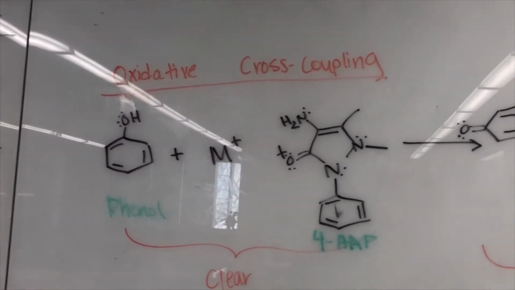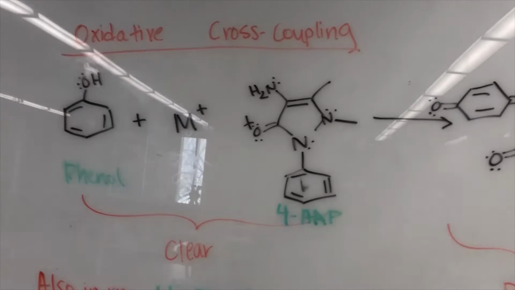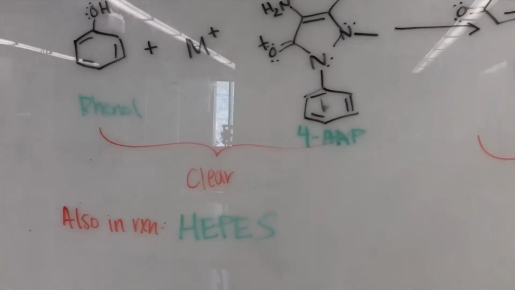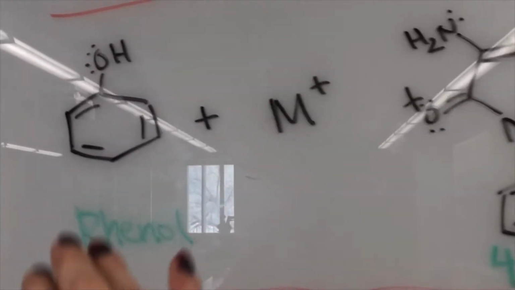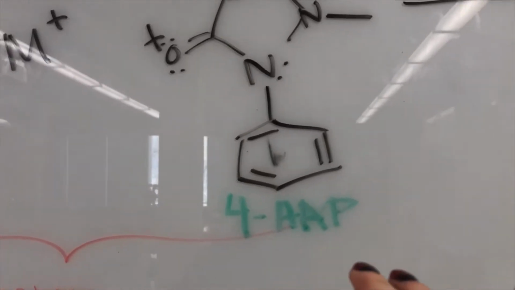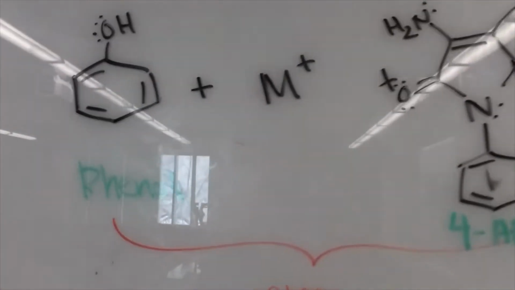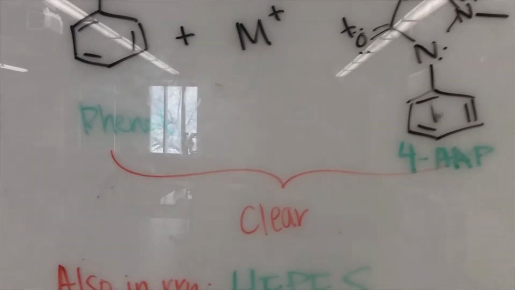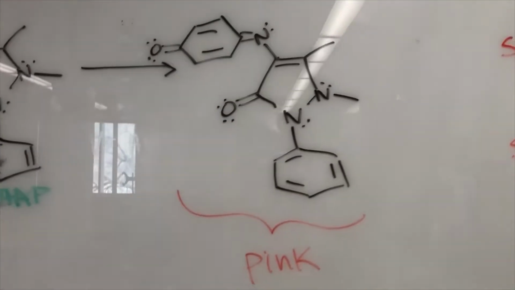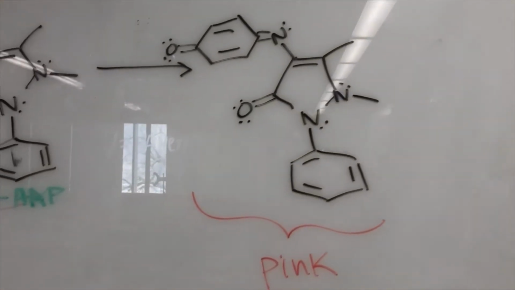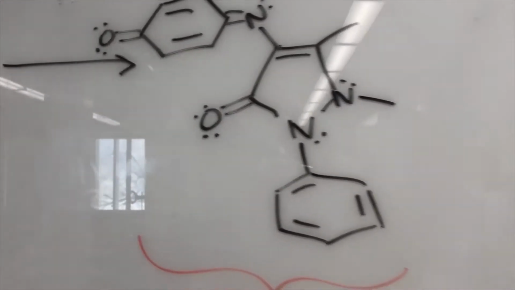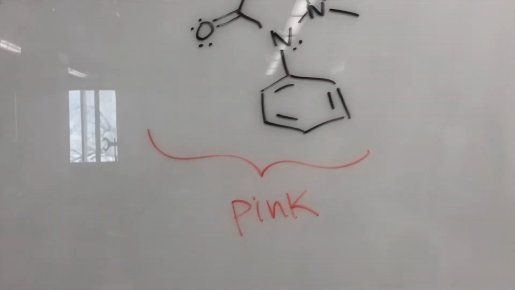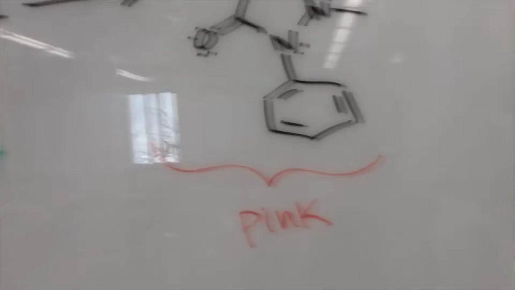It's something called an oxidative cross-coupling. You don't need to know the details about how this reaction takes place. For the nature of this lab, all you need to really know is that phenyl right here and 4-AAP, when they're mixed in the presence of some metal ion, if it's the right metal ion, will combine and merge together, or oxidatively couple, and they'll form this product. And this product is a pink color. So in today's lab, if you mix your chemicals together and you see a pink color, that's a positive result.